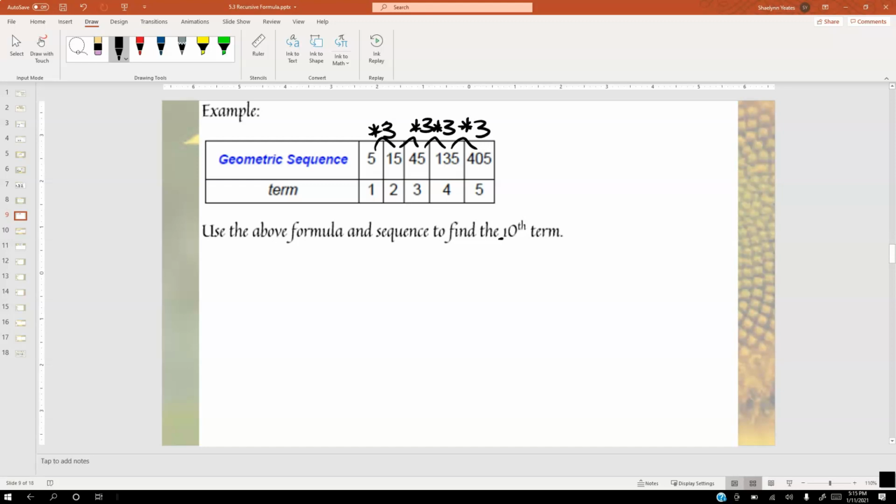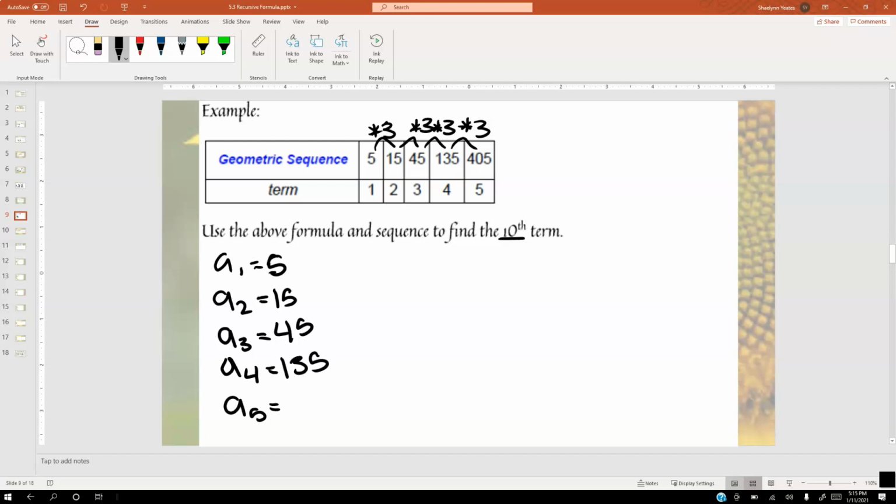So it wants us to find the 10th term of the sequence. So we've already found the 5th. So we have the first is 5. The second is 15. The third is 45. The fourth is 135. The fifth is 405. The sixth is 1,215. The seventh is 3,645.